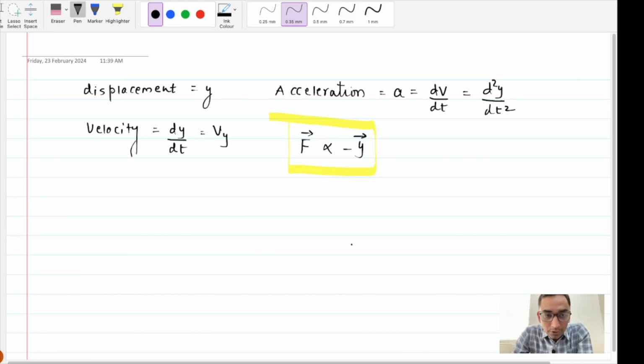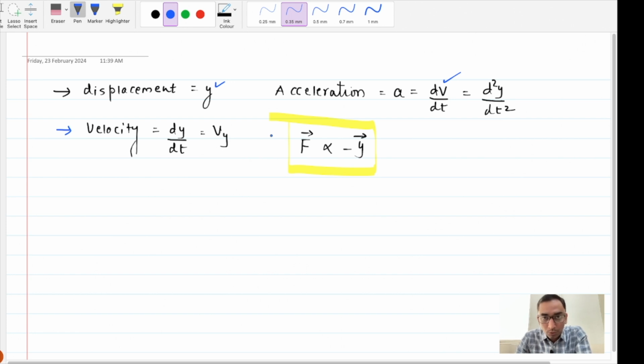Hello, in this video lecture we are going to discuss the differential equation of simple harmonic motion, and we are also going to find the solution of that differential equation. So the very basic things are the following: if the displacement is represented by y, then the first order differentiation, that is dy by dt, is the velocity, and the second order differentiation of the displacement is acceleration, or the first order differentiation of the velocity is acceleration.